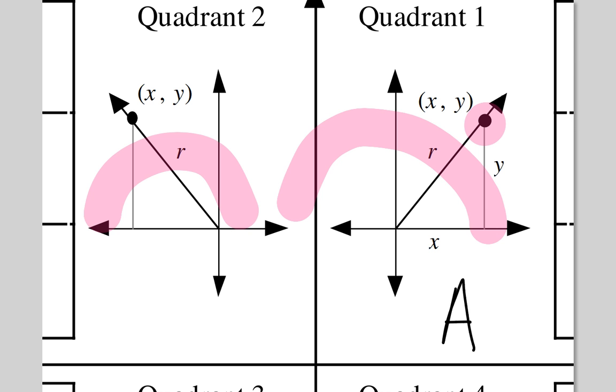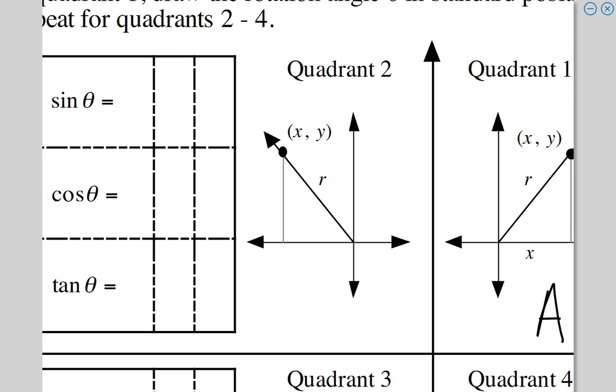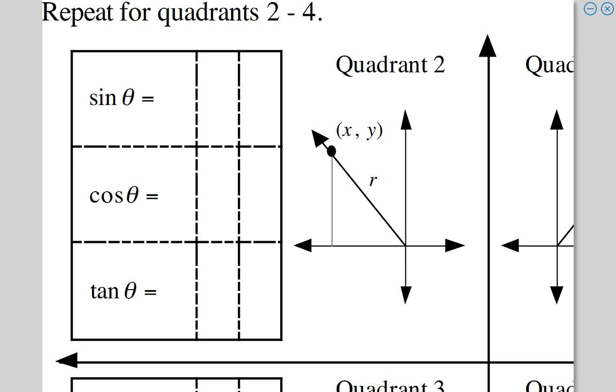So let's take a look at this coordinate, x comma y. So for this quadrant 2 side, let's get these formulas in. Let's just get the formulas quick, and then we'll talk about them.